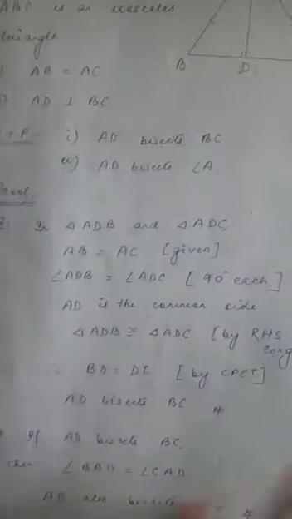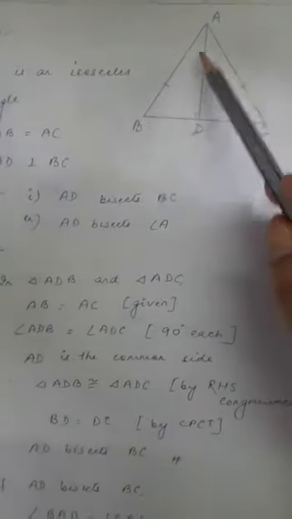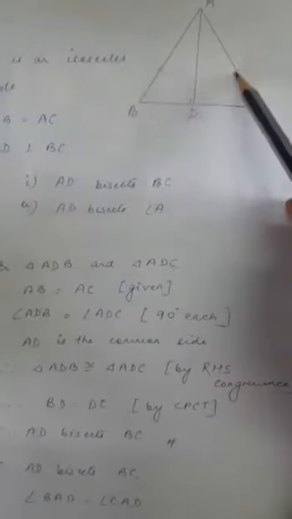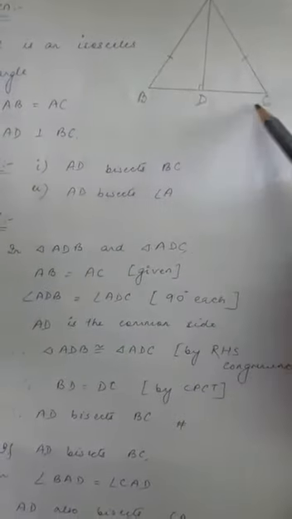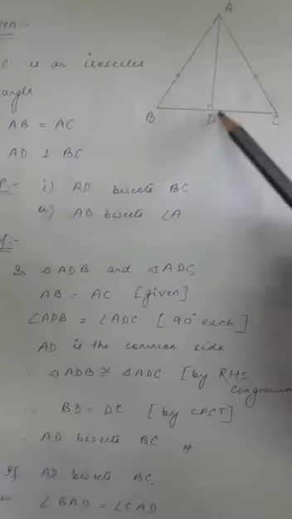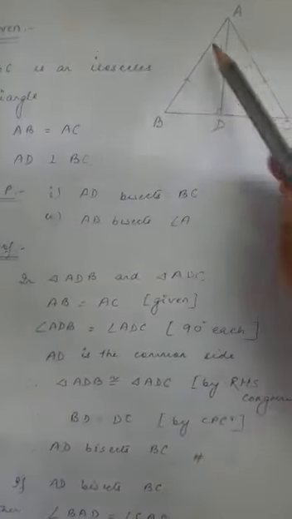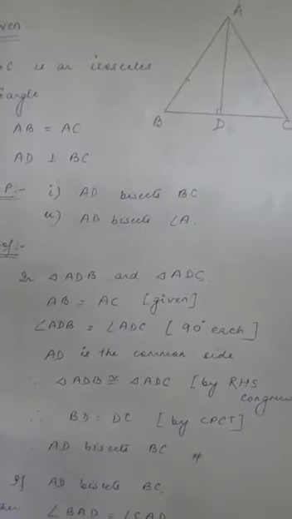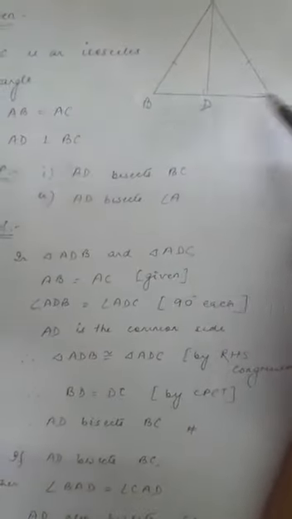Okay. Next, we'll go to the second sum. It is given in the second sum that ABC is an isosceles triangle, so AB is equal to AC, it is given. Also, it is given that AD is perpendicular to BC. We need to prove here that, one, AD bisects BC. Also, number two, it bisects angle A. To prove this, let us consider the two triangles ABD and ADC.